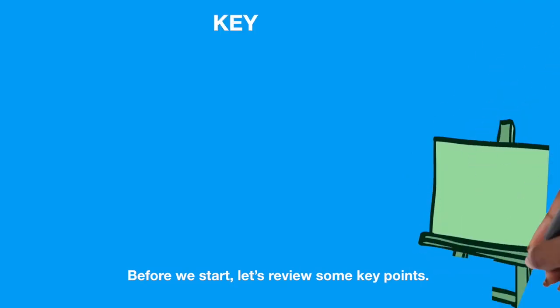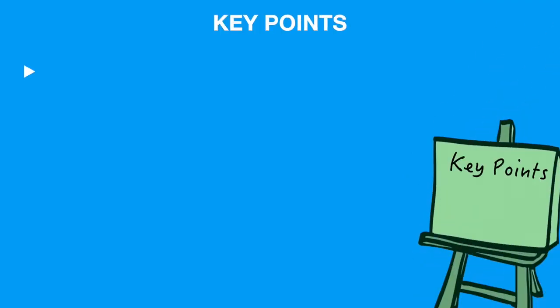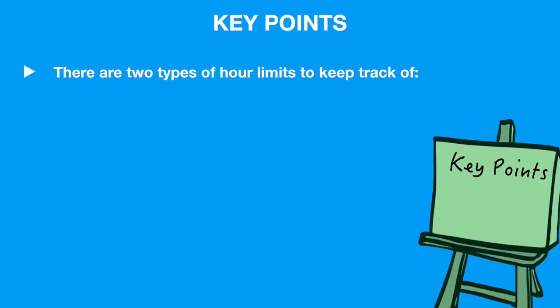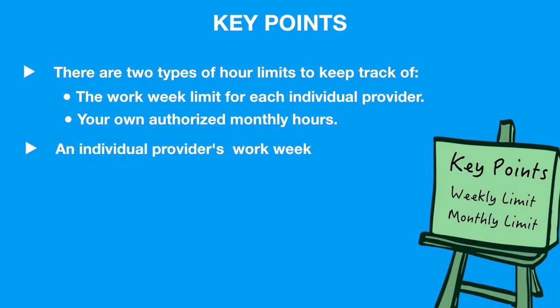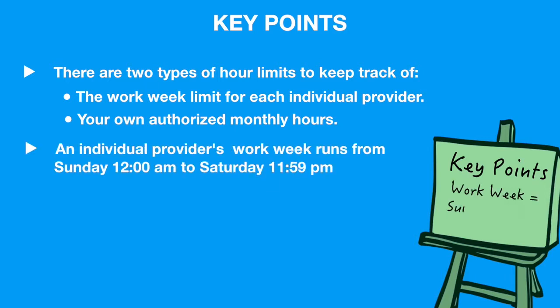Before we start, let's review some key points. There are 2 types of hour limits to keep track of: the work week limit for each individual provider and your own authorized monthly hours. An individual provider's work week runs from Sunday, 12 a.m. to Saturday, 11:59 p.m.